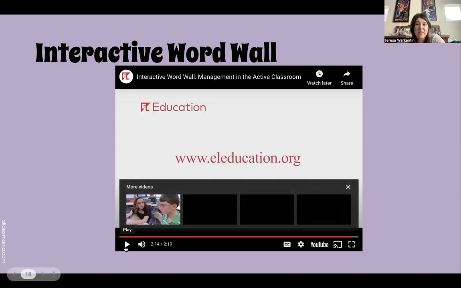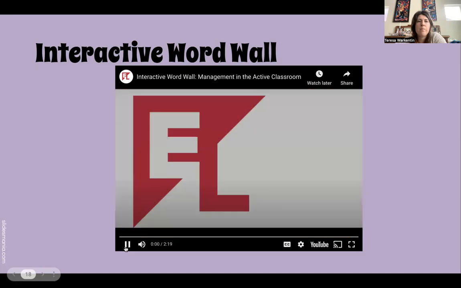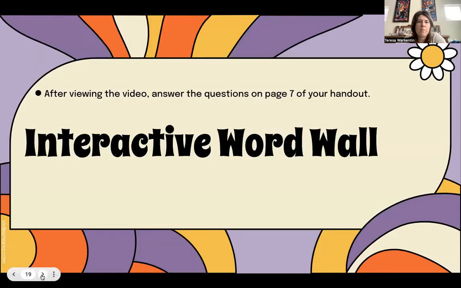That's a nice classroom up in Syracuse, not too far from some of y'all. What do you think? Would you use that interactive word wall? How did they use that word we unpacked earlier, consequence? Think about it. Go to page 7 of your handout and answer the questions about the interactive word wall.